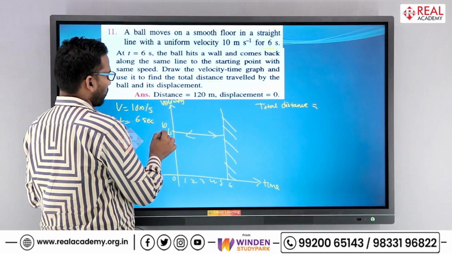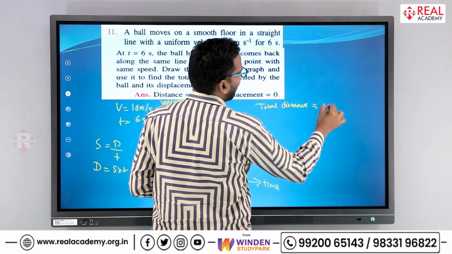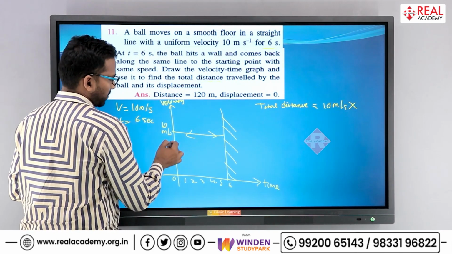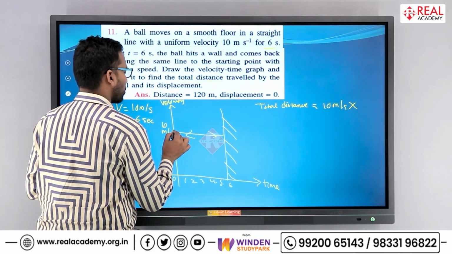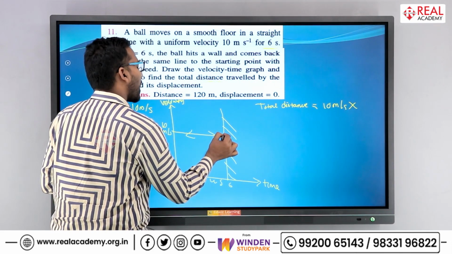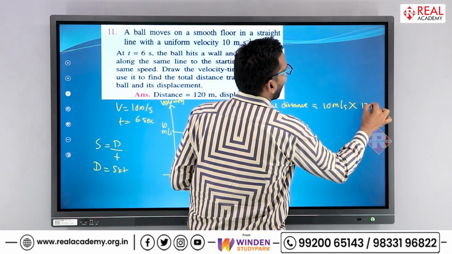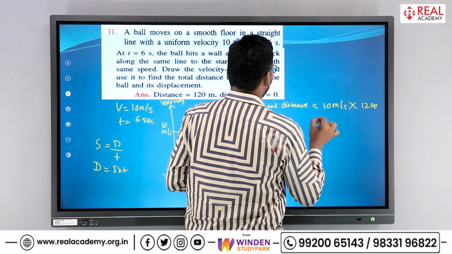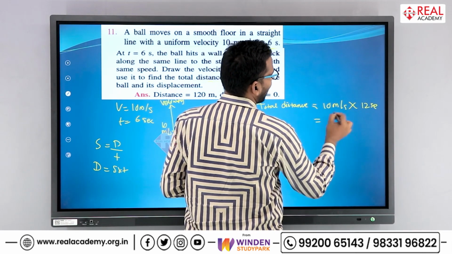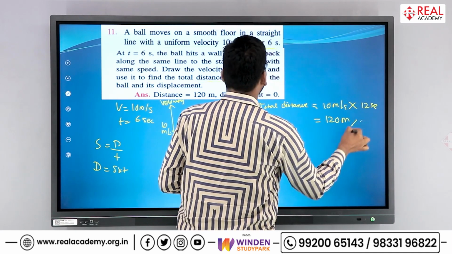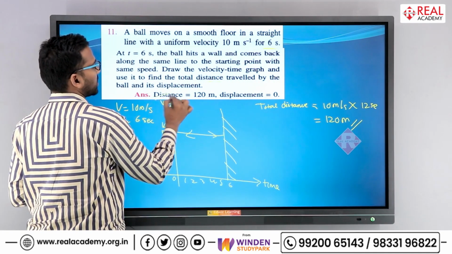So what is the speed over here? 10 meter per second, into time. The speed is constant, so time will be 6 seconds. And then for coming back, it is 6 seconds. 6 plus 6, 12 seconds. That means 12 into 10 is 120 meter. The answer, the distance is 120 meter.